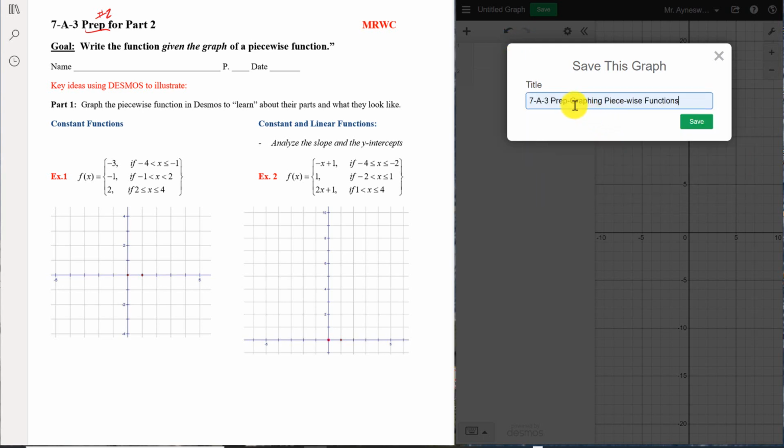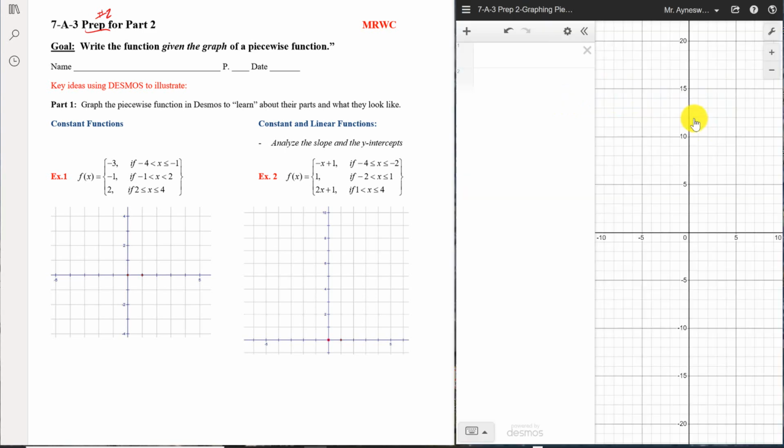Here we go. I already did this, so it comes up. That won't come up for you, but this comes up for me because I've worked with Desmos before. So give it the appropriate title. Prep 2, graphing piecewise functions, save it. So as you work in Desmos here, you're just saving your work. It's easy to print off and submit to Canvas.